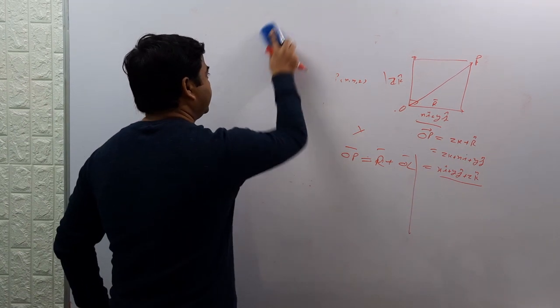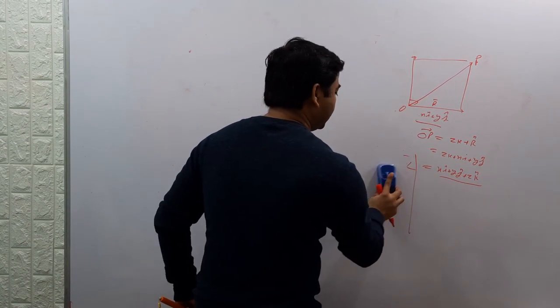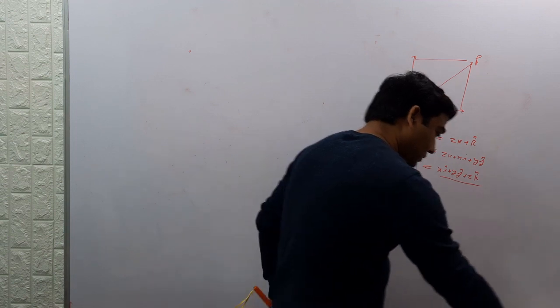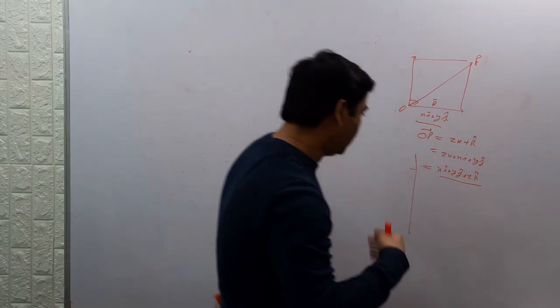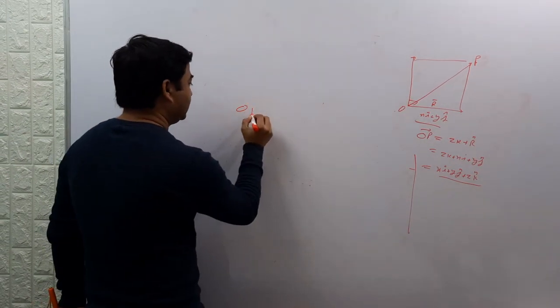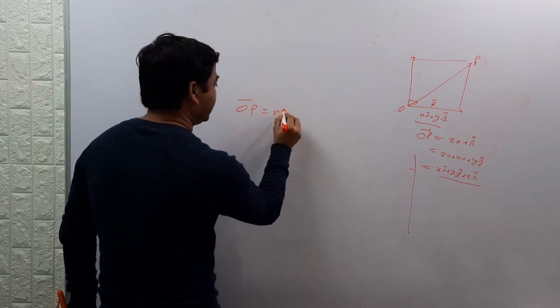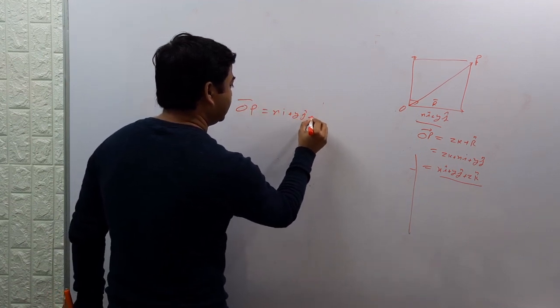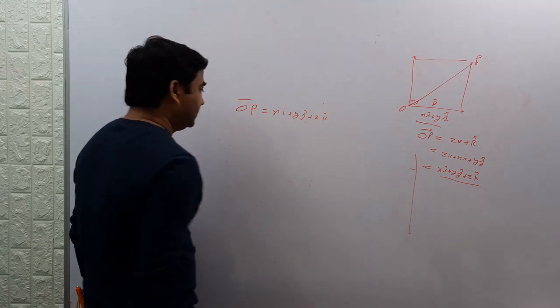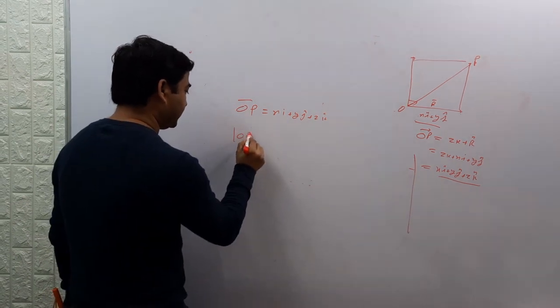Similarly, now we have found the vector OP is equal to xi plus yj plus zk. Now what is the magnitude of this vector?